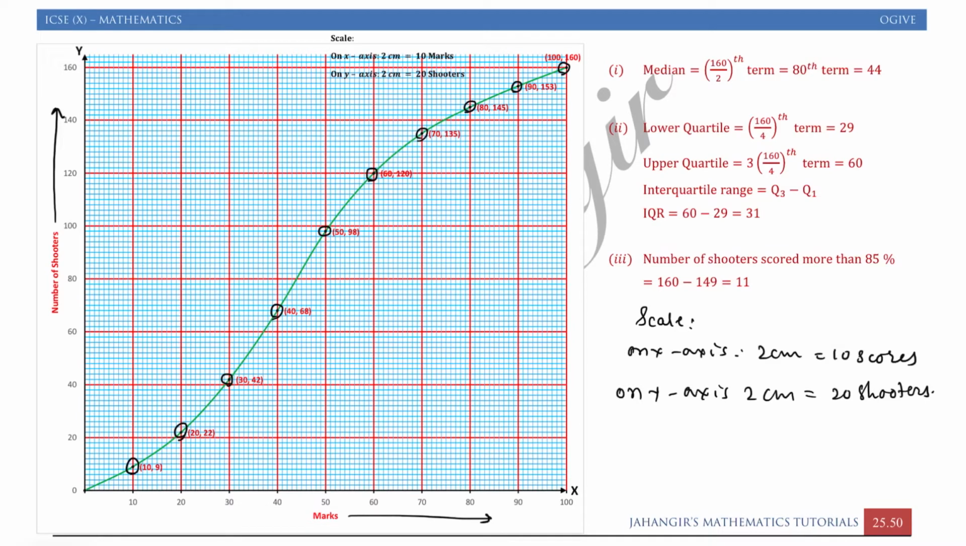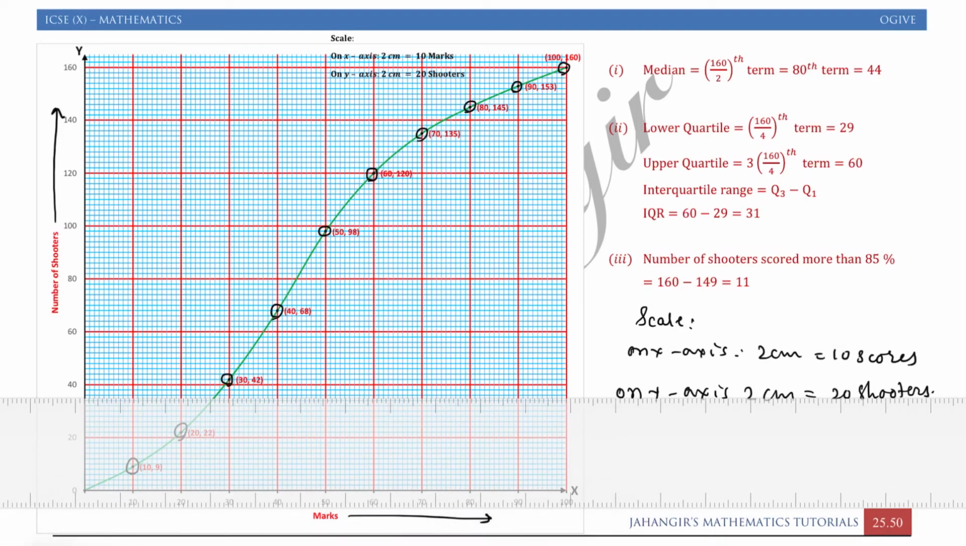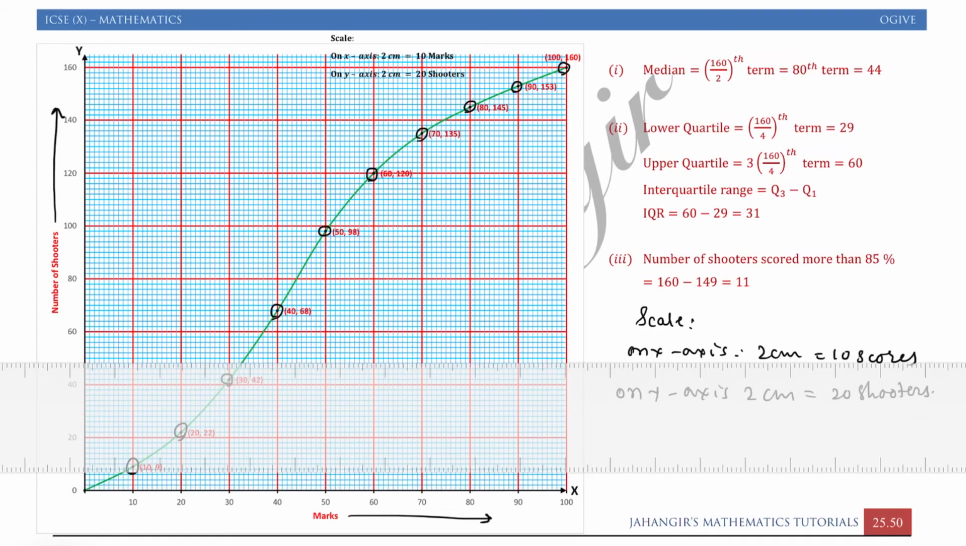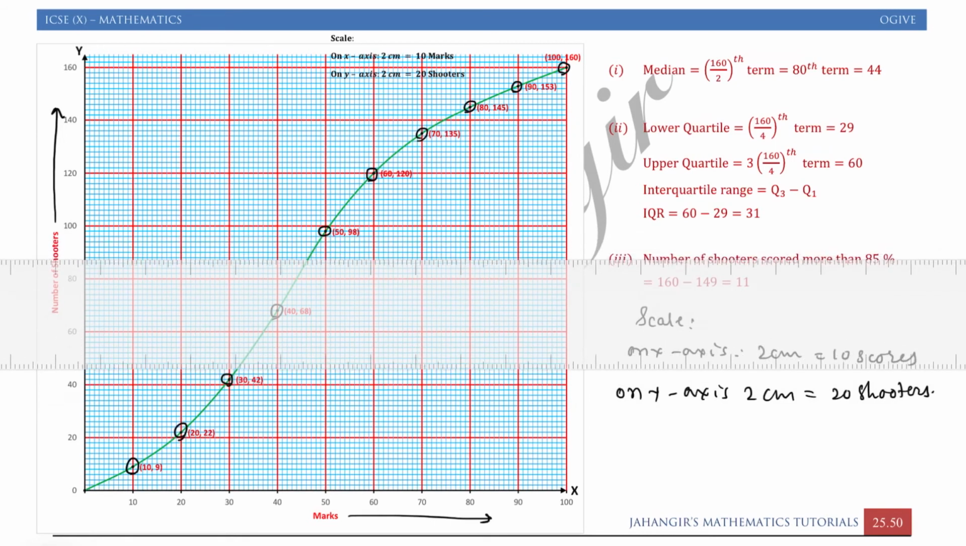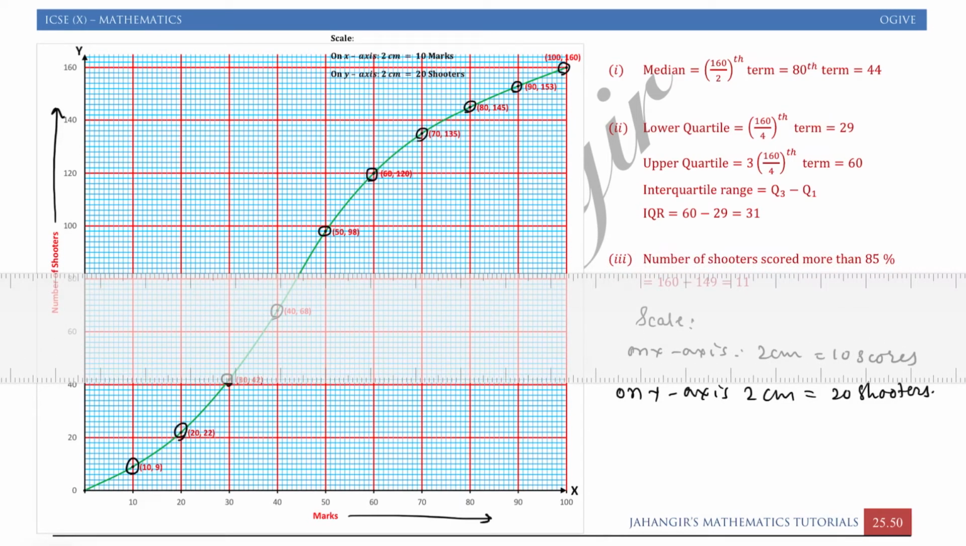Now we have to find median and interquartile range. For median it is n by 2, for lower quartile n by 4, and for upper quartile 3n by 4. So for lower quartile I have to find the 40th term. This is the 40th term. Okay, that is 29. This is the lower quartile.